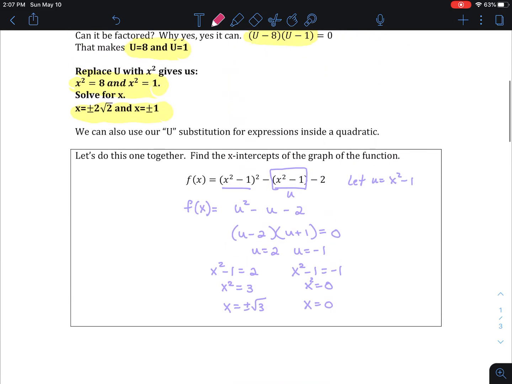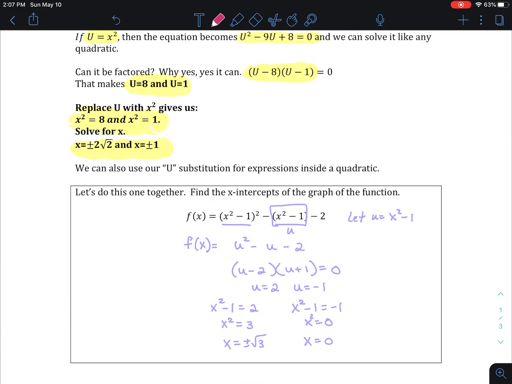So now that you've gone through and looked at a few examples here, why don't you go ahead and do some practice? Check out the practice key, see how you did. And then the exit slip is waiting for you at the end of class today.